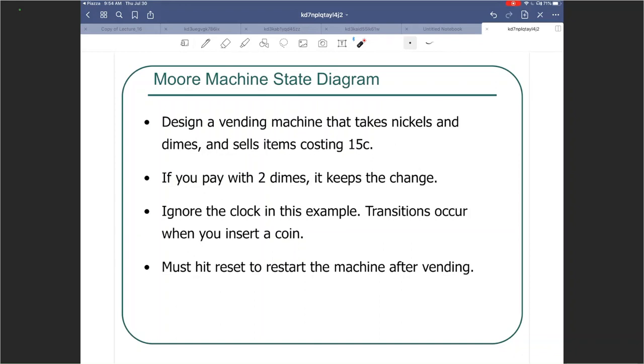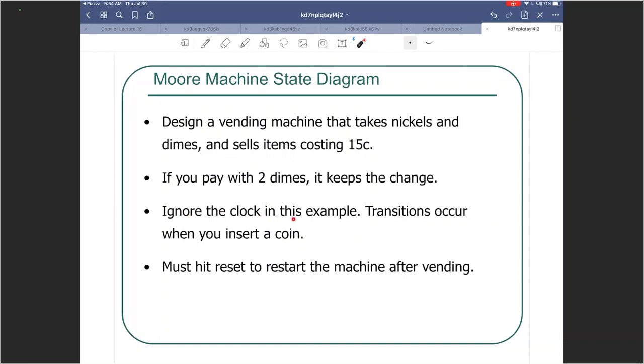And when you're trying to design a finite state machine, you have to spend good amount of time trying to make some reasonable assumptions, right? You have to take care of all the possibilities. So such assumptions for this particular state diagram include, if you pay 2 dimes, the vending machine is going to keep the change. So it's a little bit greedy here. So if you pay it 20 cents, it's going to keep the 5 cents. But it will sell you the item costing 15 cents.